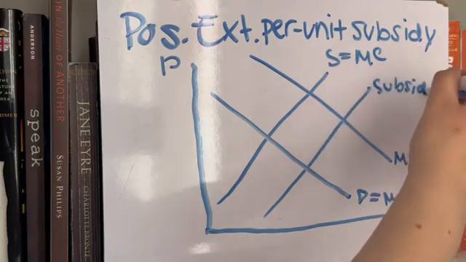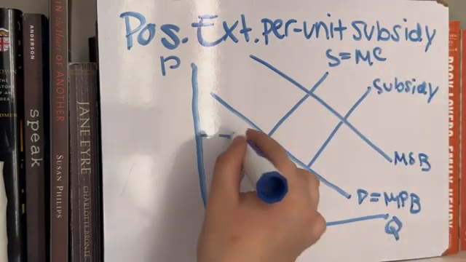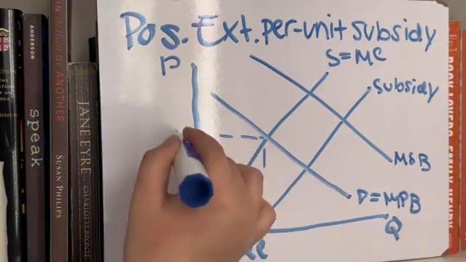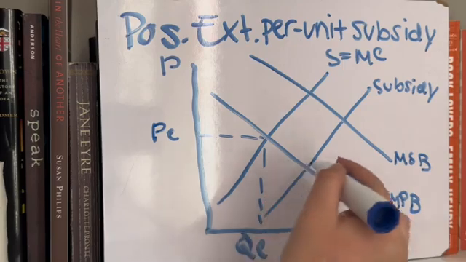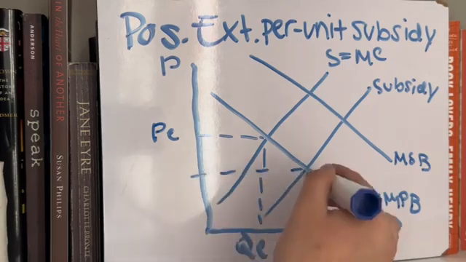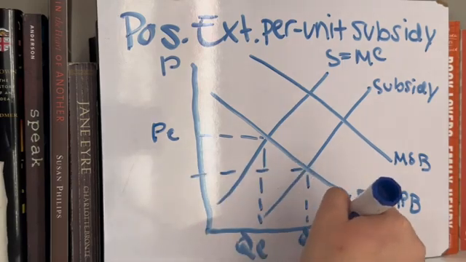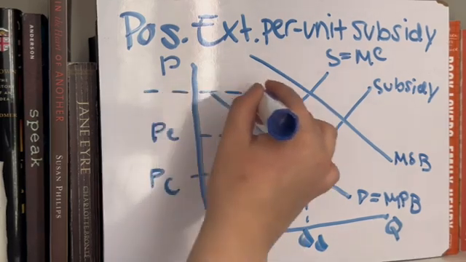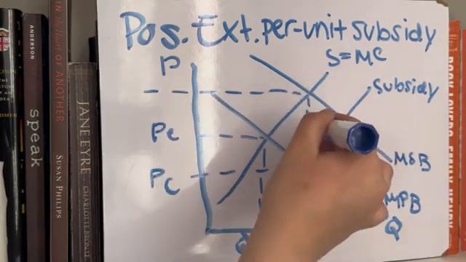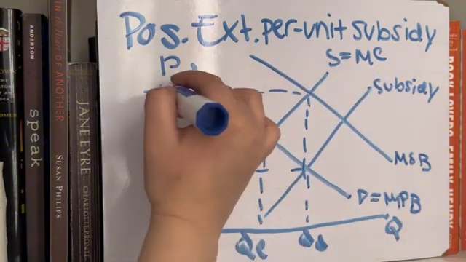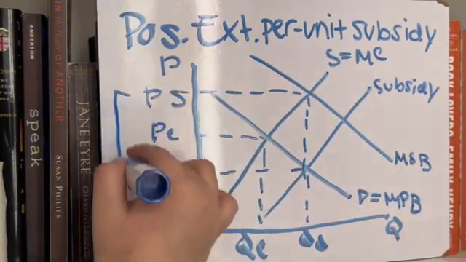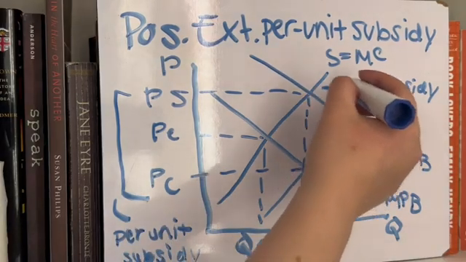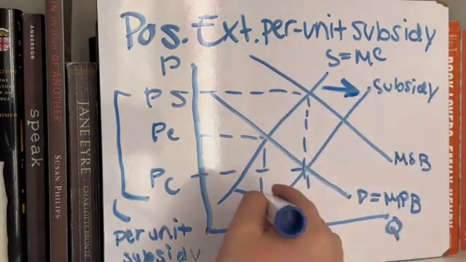The per unit subsidies could be labeled as followed: QE for quantity equilibrium, PE for price equilibrium, while PC is the price paid by consumers and QO is the socially optimal quantity, while PS is received by producers. And as you can see here, the subsidy shifts down.